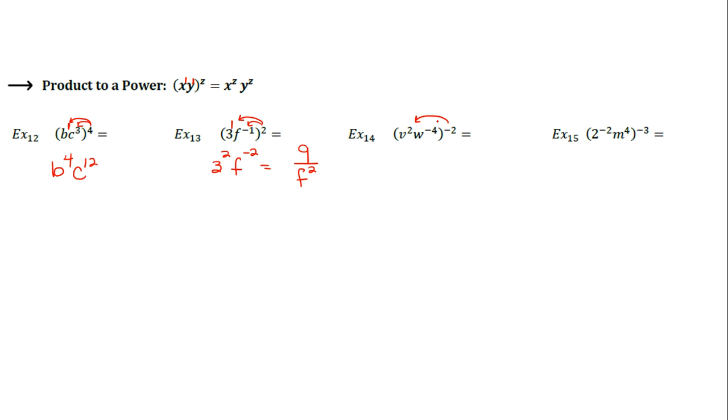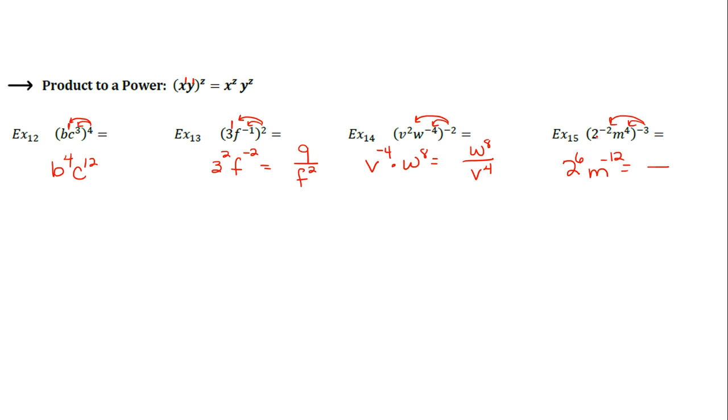Again, we're just going to multiply every factor's exponent by the outside. V to the negative 4 times w to the positive 8, which gives me w to the 8 over v to the 4th. And our last one, we have 2 to the positive 6, and then m to the negative 12. We can simplify this.